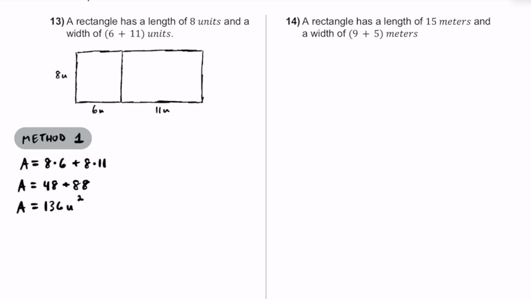Okay, so method 1 is really just kind of doing the areas of each rectangle separately. And what about method 2? Well, method 2 is just kind of a different way to wrap our heads around this.